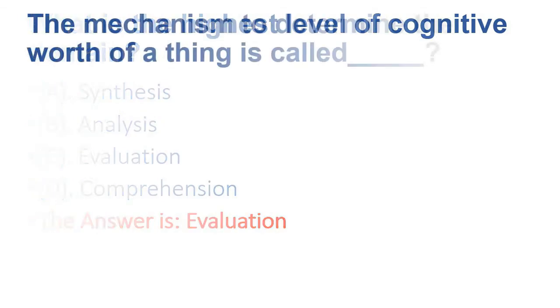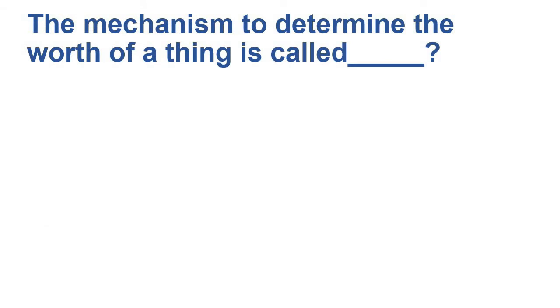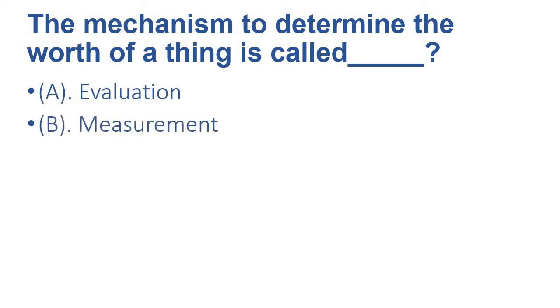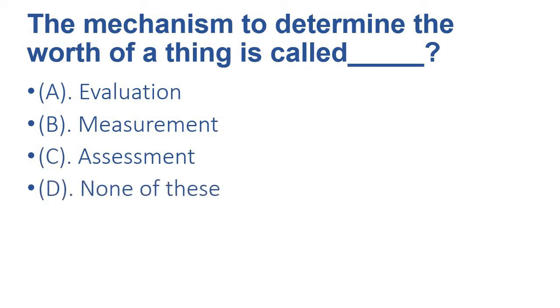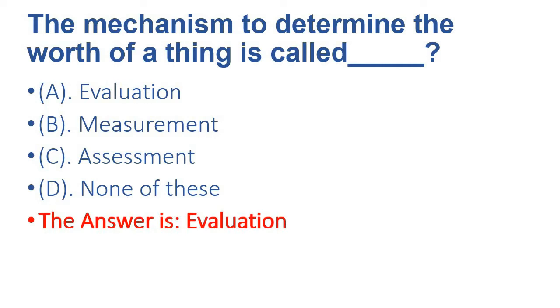The mechanism to determine the worth of a thing is called A. Evaluation. B. Measurement. C. Assessment. D. None of these. The answer is evaluation.